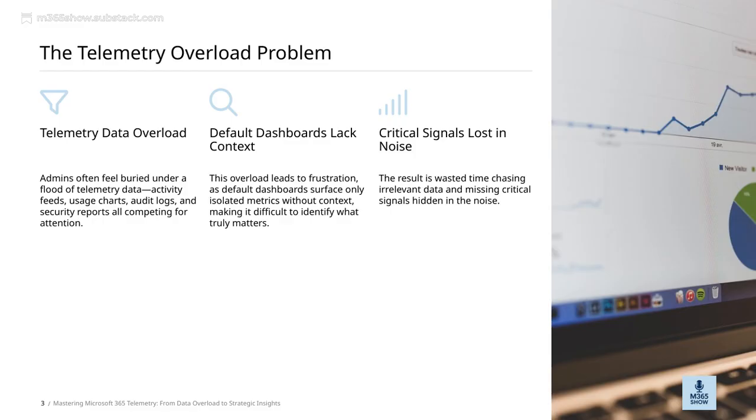And on top of that, administrators often feel buried under a flood of telemetry data, activity feeds, usage charts, audit logs, security reports, all competing for attention. It's a constant battle to sift through all this information and find the insights that truly drive strategic decisions. So the challenge is not just collecting data, but making sense of it in a way that empowers us rather than overwhelms us. That's what mastering Microsoft 365 Telemetry is all about.